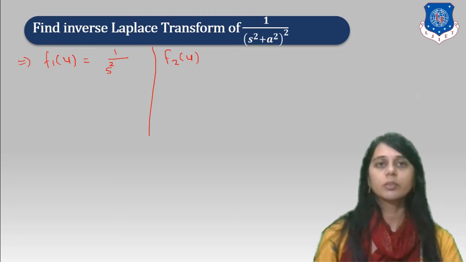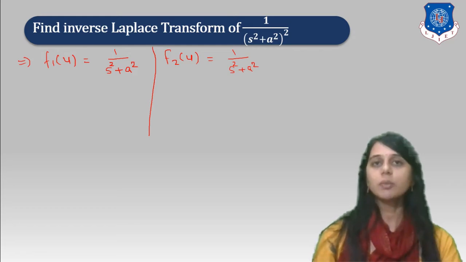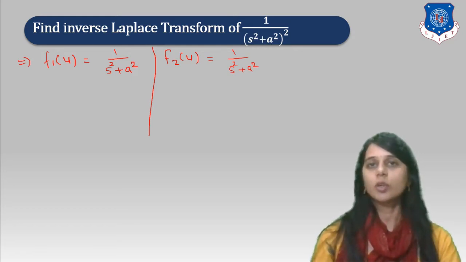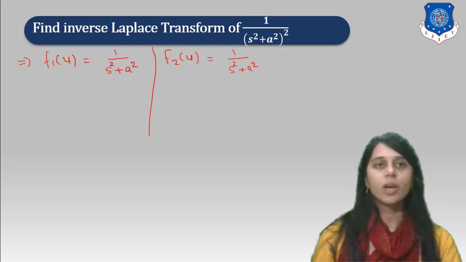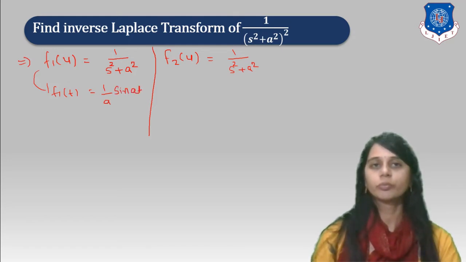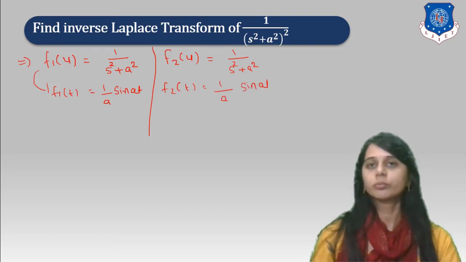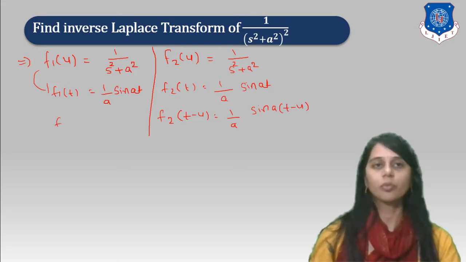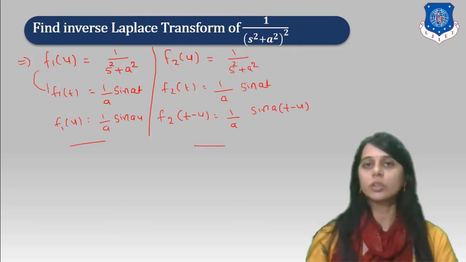F1(s) is 1 upon s square plus a square, and F2(s) is 1 upon s square plus a square. The multiplication of these two functions is 1 upon (s square plus a square) whole square. Now, f1(t) is 1 upon a sin at. Similarly, f2(t) is 1 upon a sin at. But in the second function, we get f2(t minus u), so it is 1 upon a sin a(t minus u). And f1(u) is 1 upon a sin au. We get the two functions.